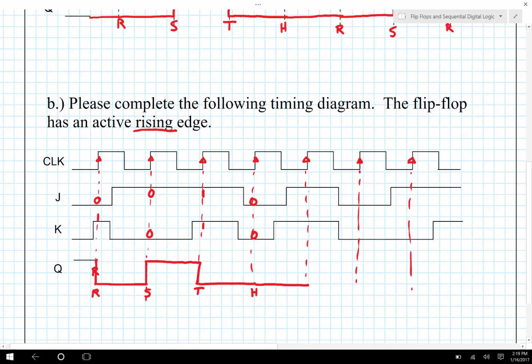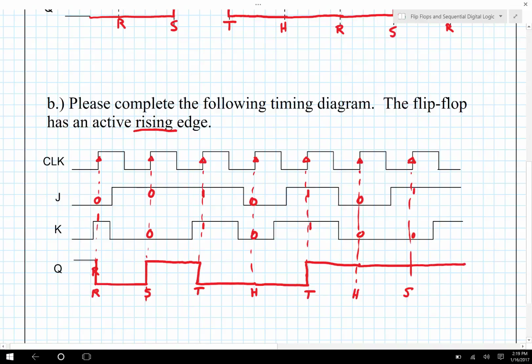A 1 and a 1, that's going to give me a toggle. So I go to the opposite value. I have a 0 here and a 0, so that's going to be a hold. So stay with the value that I had. And then a 1 and a 0, that's going to be a set. Set means go to 1, but I'm already at 1, so I'm just going to stay at 1.